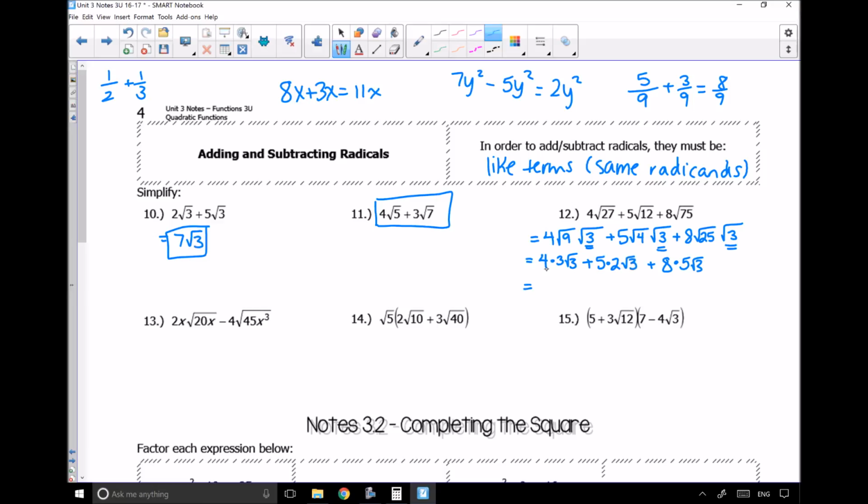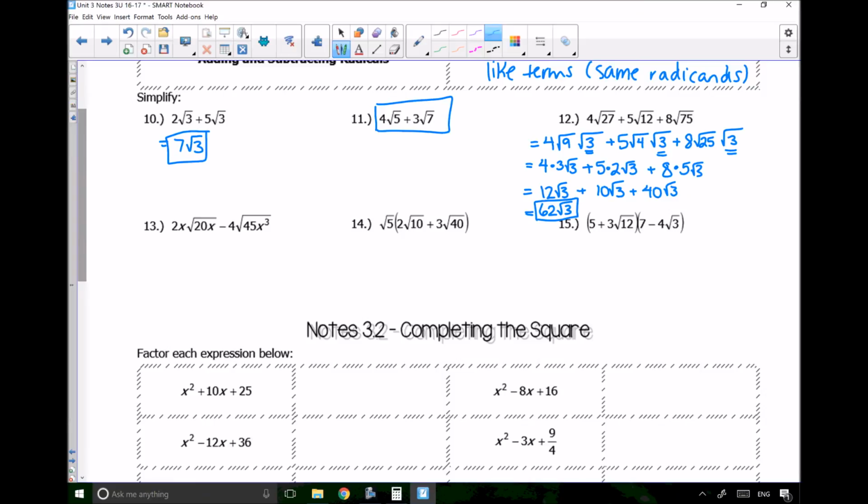So now, if I have 4 times 3, I've got 12 sets of root 3. And then I've got 5 times 2, so I've got another 10 sets of root 3. And then I've got 8 times 5, so I've got 40 sets of root 3. So now they all are like terms, and now I can put them together. So 12 plus 10 plus 40 gives me 62, so I get 62 root 3 as my final answer. Okay? All right, number 13 is the last one we're going to do together for now, and then 14 and 15 we're going to do next time I see you guys in class.